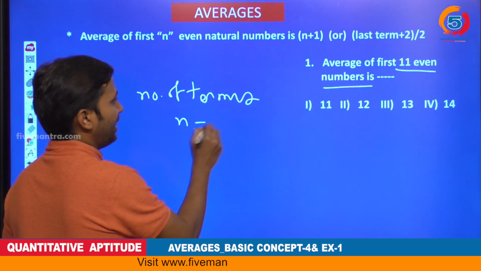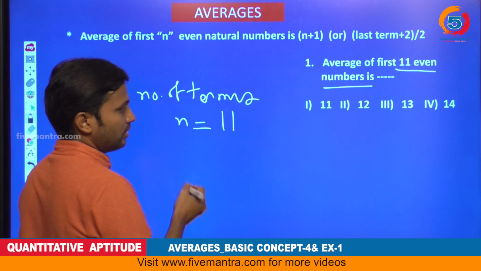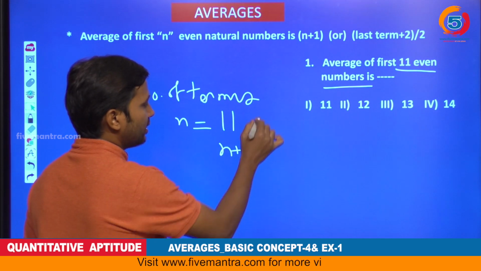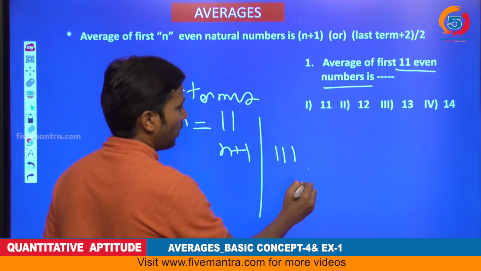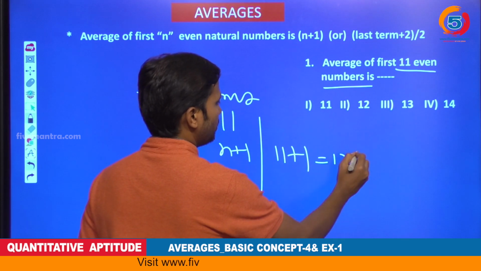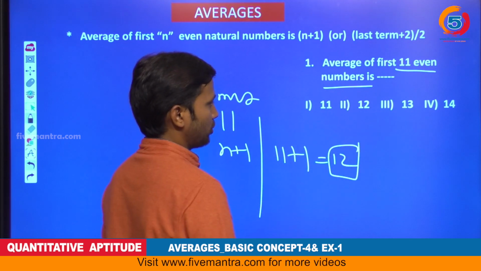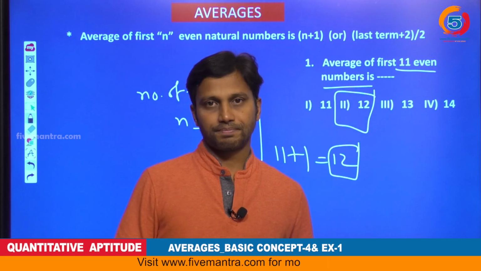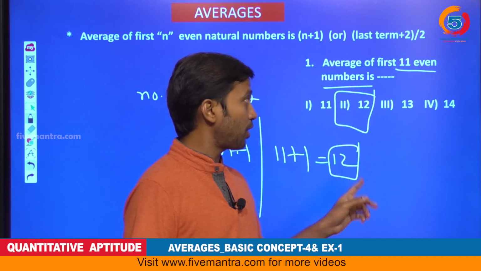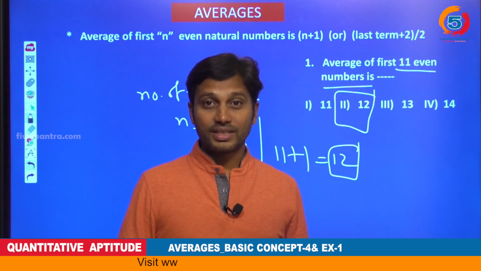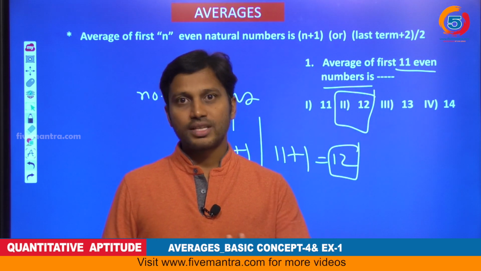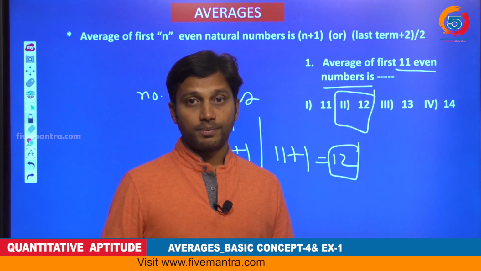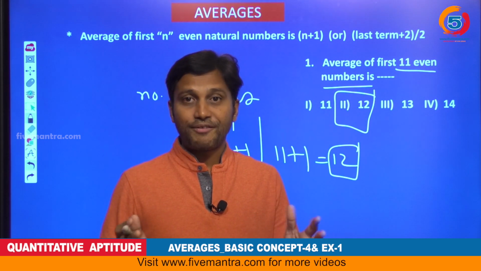That is n. n equal to how much? 11. So then what can be the answer? n plus 1. That means 11 plus 1, which is equal to 12. Your average would be 12. So your option 2 is the right answer. See guys, in this problem, this 11 is representing the number of terms, not the last term, right? Okay. So let us do one more problem to understand this concept more effectively.